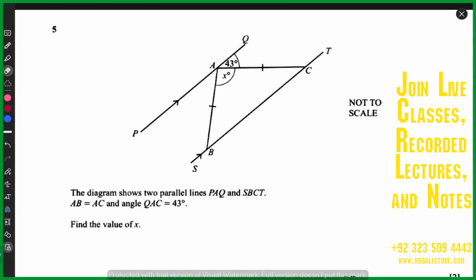Okay. AB is equal to AC. He has mentioned that for some reason; the examiner is not going to give you extra information. So just look at ABC. ABC is a triangle and the two sides of the triangle are equal, so this angle and this angle would be the same. Okay. QAC is 43 degrees. Find the value of X. This is what we need to do.